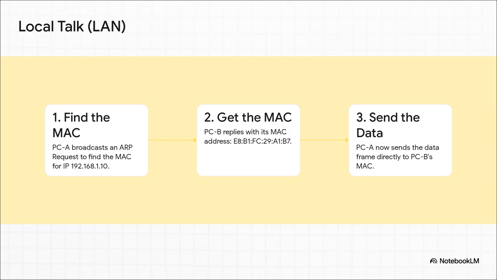So your computer basically broadcasts a little message called an ARP request, and it's essentially shouting out to the whole network, "Hey, who is the IP address 192.168.1.10? Tell me your MAC address." The printer hears this, and it replies, "That's me, here's my MAC." And just like that, your computer can now send the file directly to it.